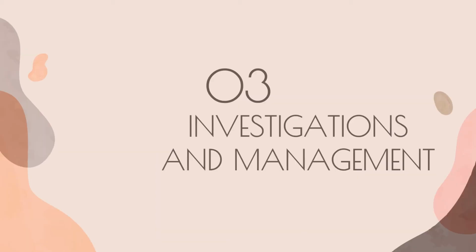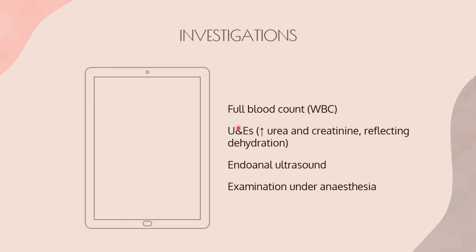Here comes our last part in this video, investigation and management. For investigation, we can get a full blood count to look for leukocytosis in case of infection or the patient's hemoglobin level as he presents with bleeding as the chief complaint. Next, we can take urea and electrolytes to look for dehydration.